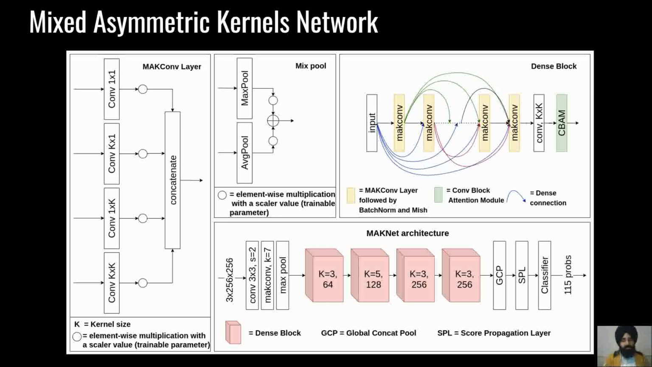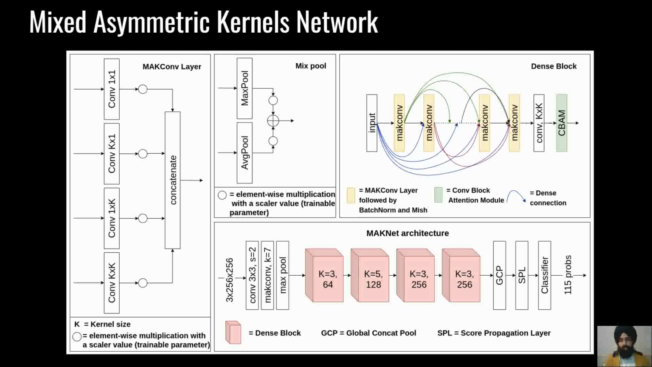Next, we have mix pool. This is simply a weighted linear combination of max pool and average pool. Next is the dense block. Depending on the input size, the dense block contains 4 or 6 densely connected MARC convolution layers followed by a standard convolution layer and an attention module.